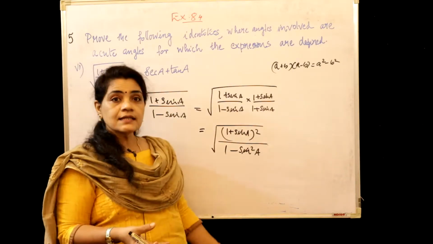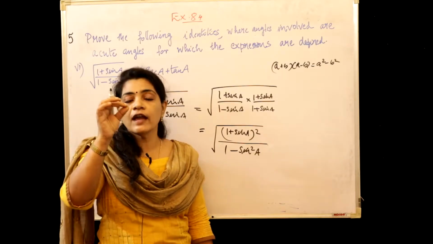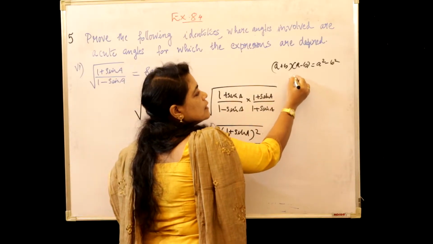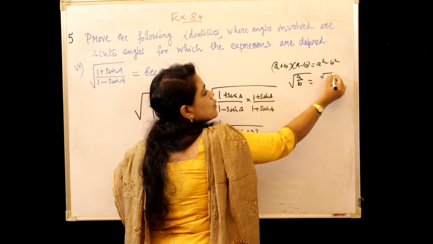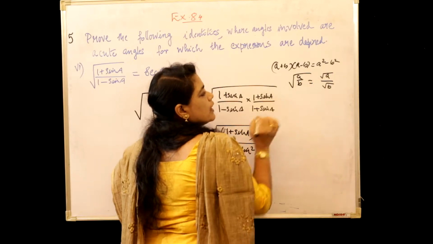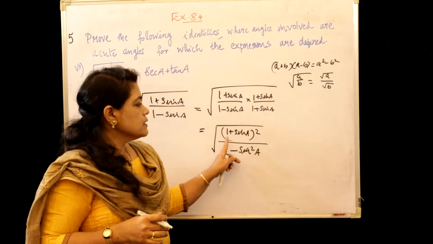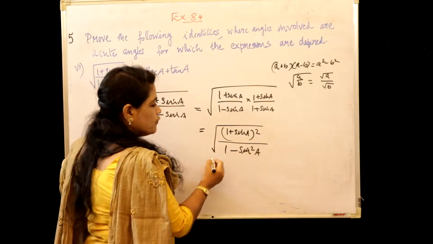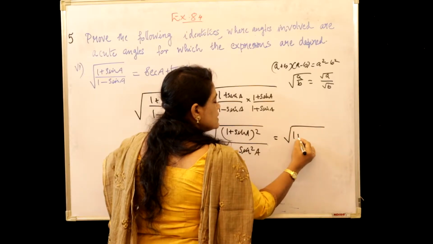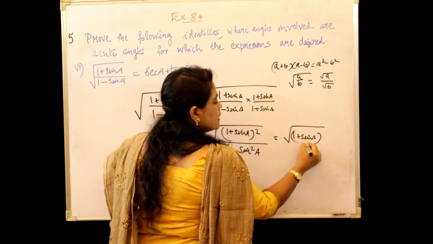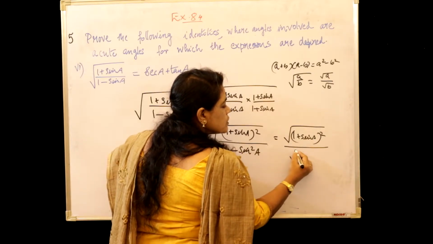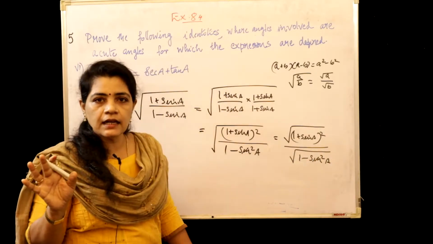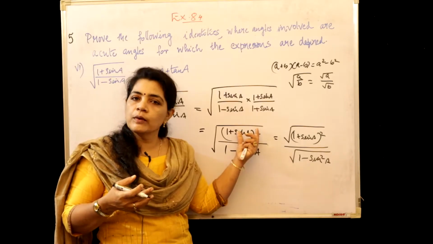Now in the next step, what can be done? If root of a by b, a fraction, comes under the square root, you can split it and give the square root to both the numerator and the denominator, that is root a by root b. Yes, that idea we can apply. So we split this: root of (1 plus sin a) whole square divided by root of (1 minus sin square a). I hope how we got this step is clear, children. We just split the square root for numerator and denominator.